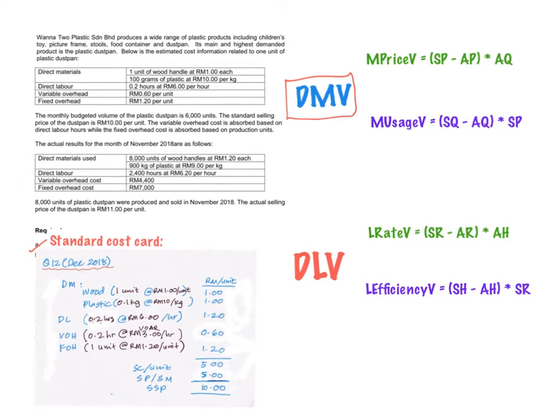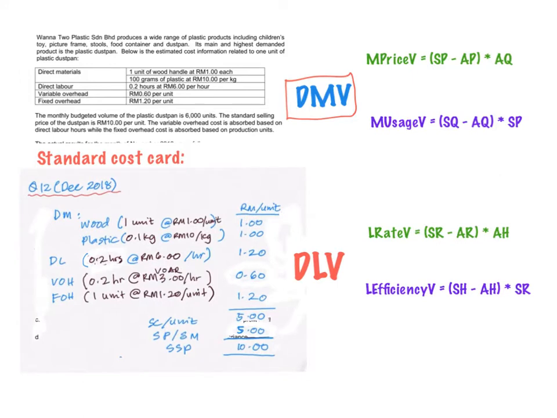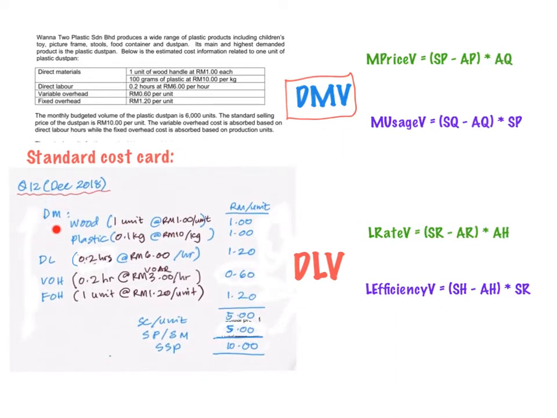Here we can see that to produce 1 unit of plastic dustpan, these are the costs incurred, the standard cost card. That is the standard cost to produce 1 unit of plastic dustpan. It requires direct material, which consists of 2 types, wood and plastic. Wood, 1 unit at 1 ringgit each, will cost you 1 ringgit per unit of plastic dustpan. Plastic, 0.1 kilogram at 10 ringgit per kilogram, will give you 1 ringgit per unit.